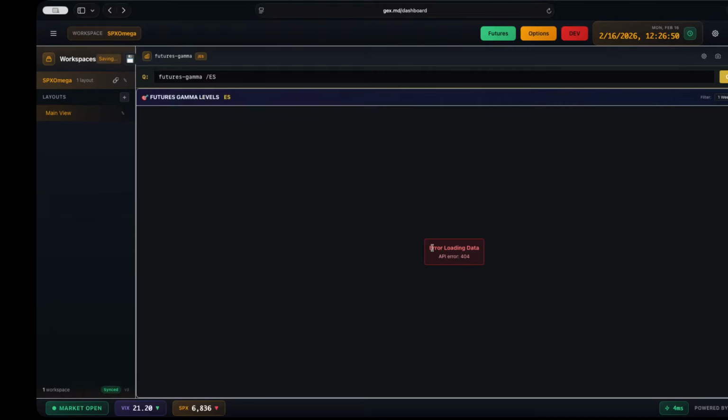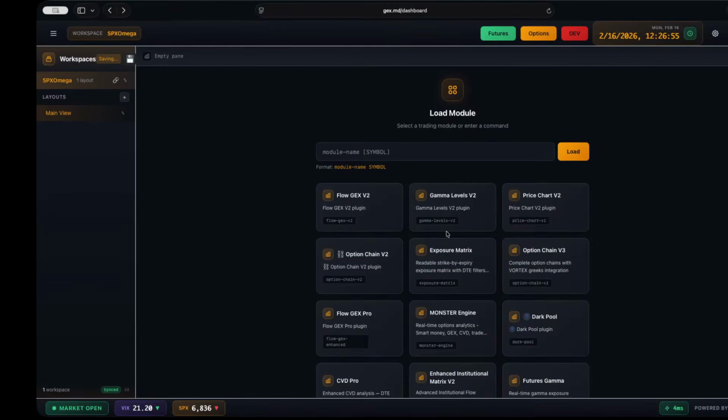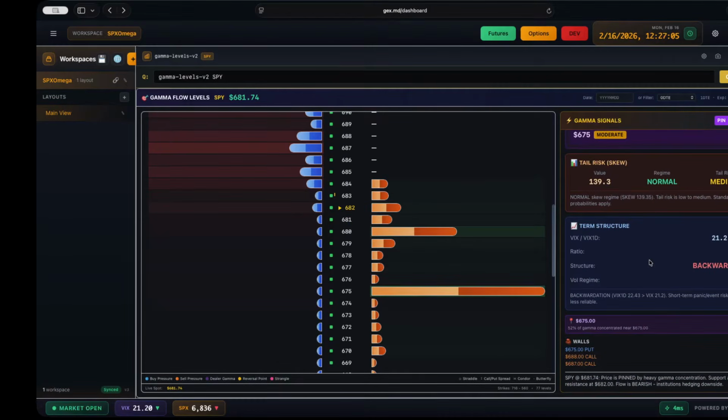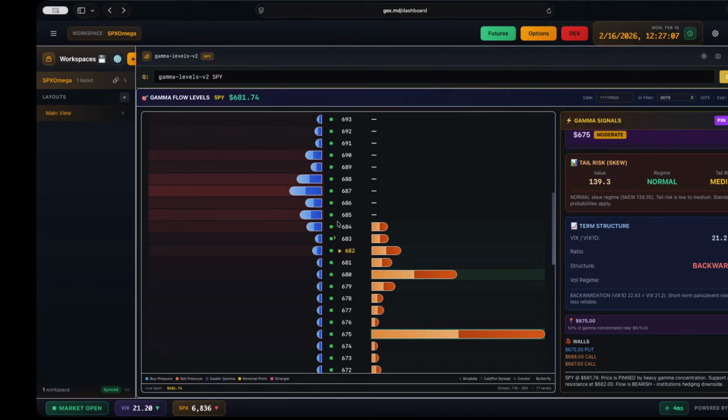You click here, you don't get anything, you get an error. But this will be the same thing of gamma levels right here for futures. So you get two different gamma levels, one for options, equities, SPY, QQQ, stocks, and then ES and NQ have their own one. You cannot mix one with another one.